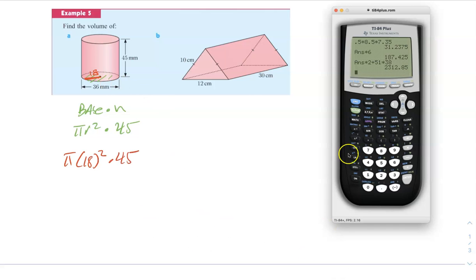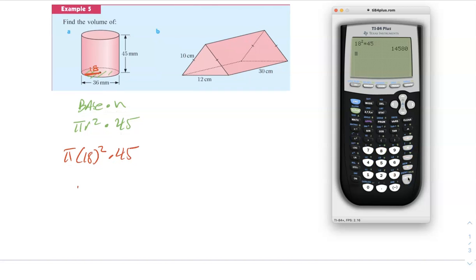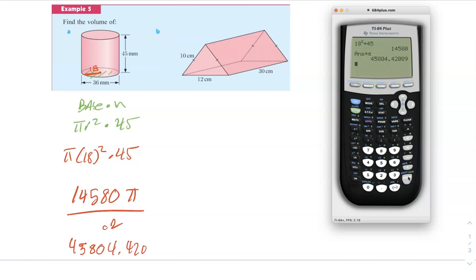So I'm probably just going to use a calculator for that. 18 squared times 45. So I get 14580 pi. Now IB usually accepts that, or if you want, you could times it by pi, if it's a calculator portion of the IB exam, and you get that much messier. So something like that. Okay, next one.